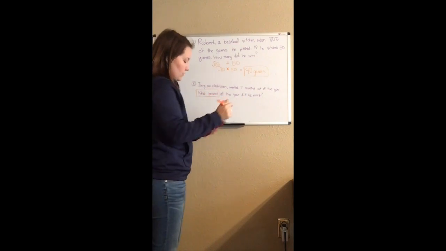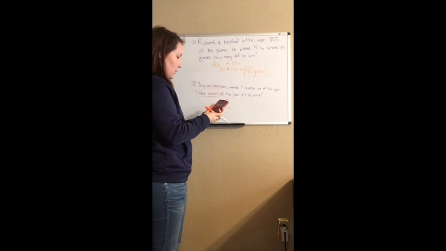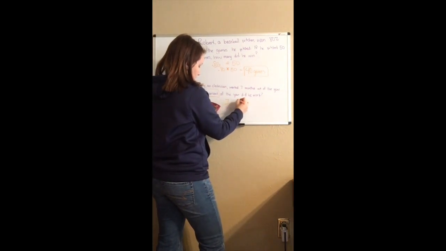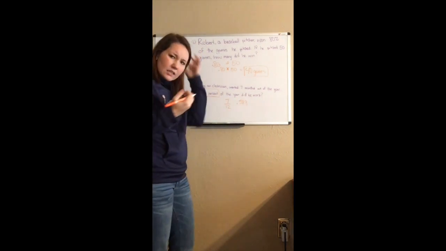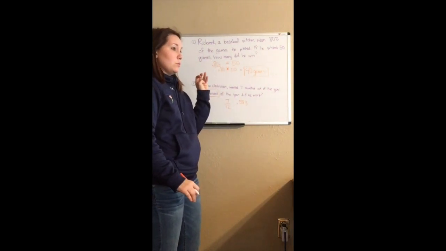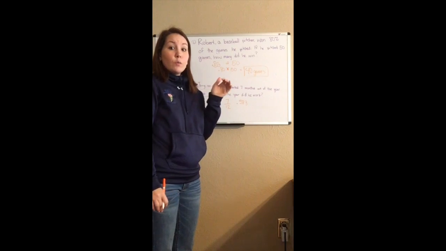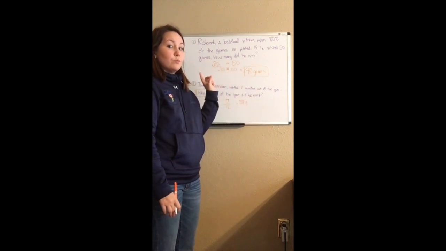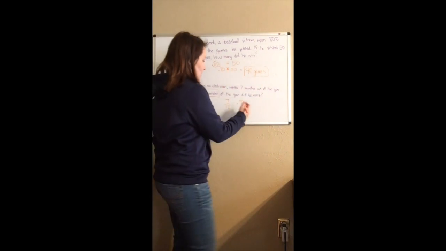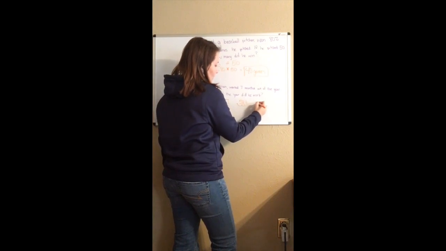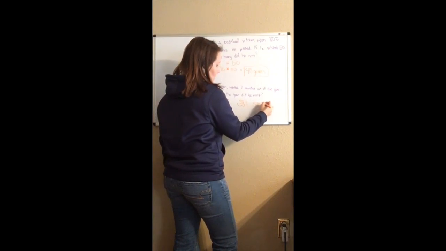So 7 over 12, so I can divide 7 divided by 12, gives me 0.583. So we talked about converting from a percent into a decimal. We move the decimal point 2 places to the left. So if we wanted to go from a decimal to a percent, we would move 2 places to the right. We do the opposite. So 1, 2, and we have 58.3%.